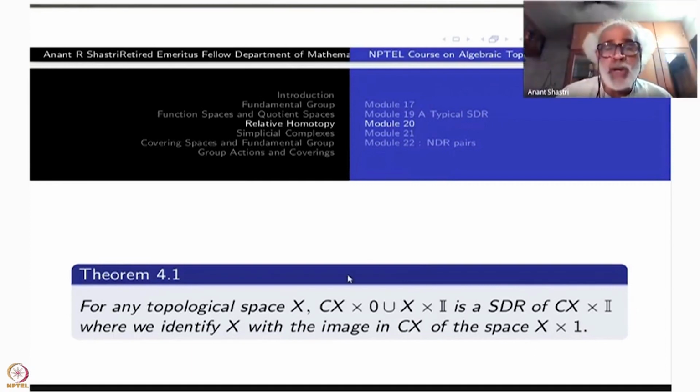If you put X equal to a single point, then CX is just I, and CX cross 0 will be just I cross 0 union, sorry, 1 cross I at the other end. Right? This is the starting point: the bottom line and the one side bar, parallel to the y-axis, is a strong deformation retract of I cross I. That was the starting point. But instead of that I, now I am replacing it by CX.